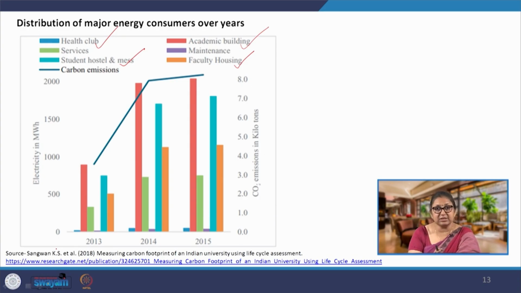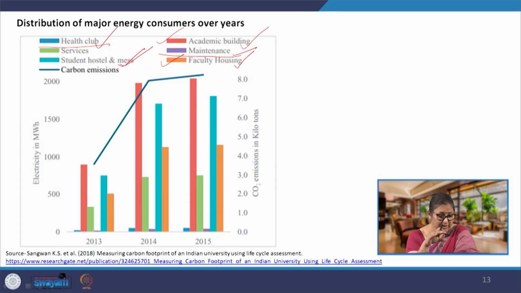All the energy that is being consumed by this institute is going in academic buildings, faculty housing, student hostels and messes, health clubs and all these different types of buildings, and then on top of that their maintenance, a lot of maintenance activity for these buildings. That is the scenario that we are looking at in university campuses, and a large part of this, as we understand, is going for buildings.